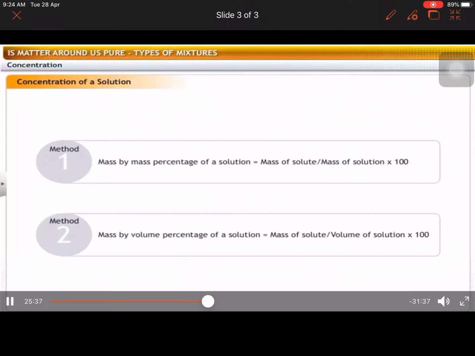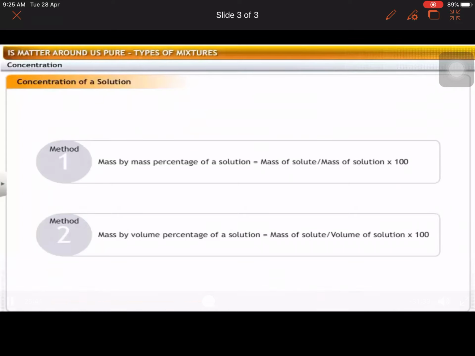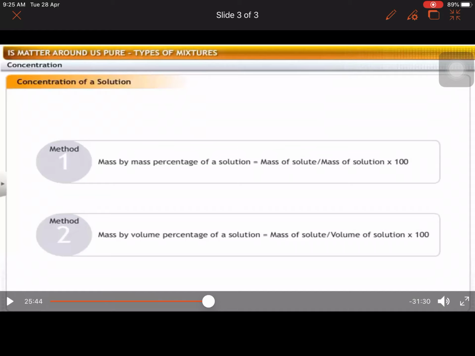A solution that contains a relatively smaller quantity of solute as compared to the solvent is known as a dilute solution. Wherever the amount of solute is greater, this is called a more concentrated solution. Suppose I'm taking an example.